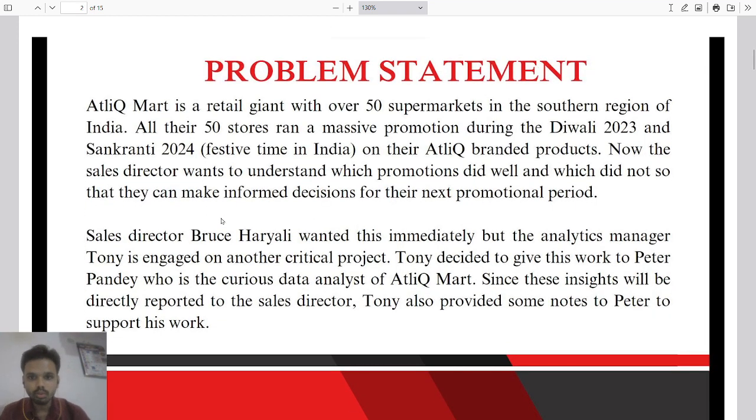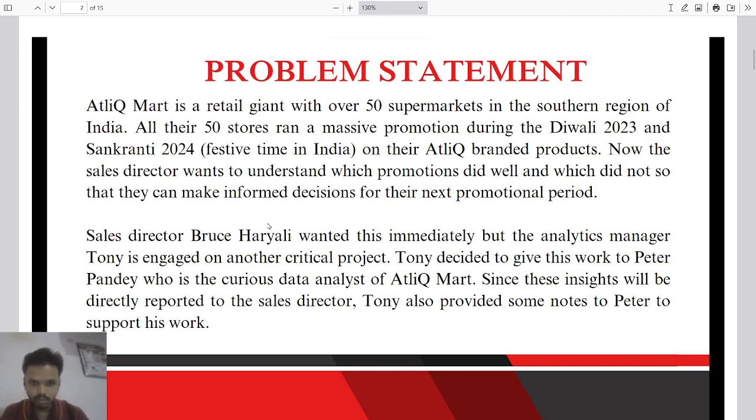The problem statement states that there's a giant called AtliQ Mart, which has 50 supermarkets in the southern region of India. They ran massive promotions during Diwali in 2023 and Sankranti in 2024 on AtliQ branded products. Now, the sales director wanted to understand which promotions did well and which did not, so they can make decisions for their next promotional campaigns.